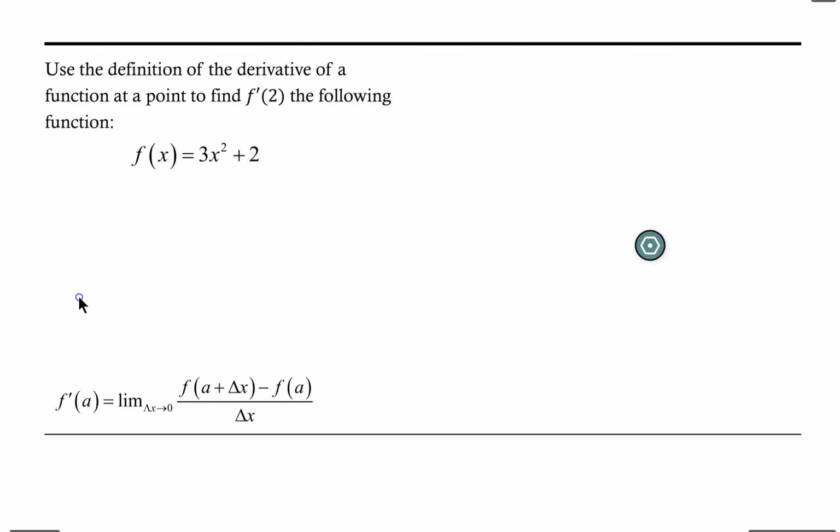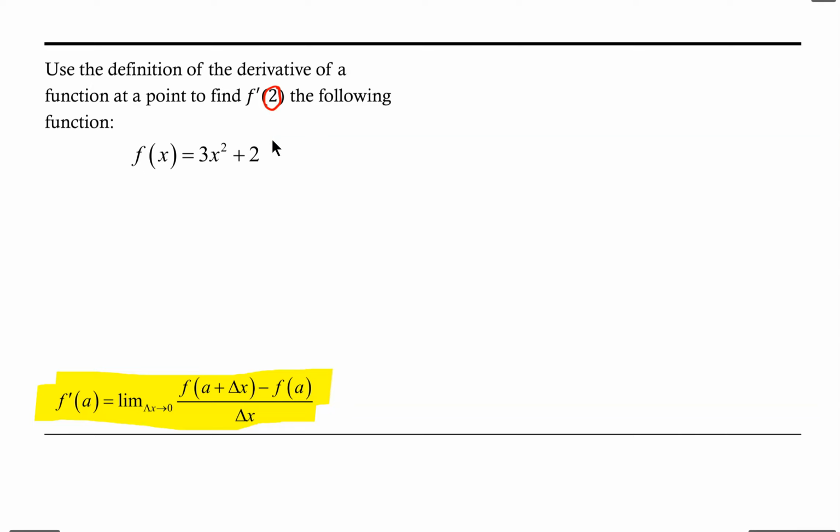So to start with, let's make sure we all understand what that definition of the derivative at a point is. Our f prime of a, or the derivative when x is equal to a, is equal to the limit as delta x approaches 0 of f of a plus delta x minus f of a over delta x. Now, in this example, the point that we're interested in is when x is equal to 2. So when we use this definition of the derivative, we will be focusing our attention at when a is equal to 2.